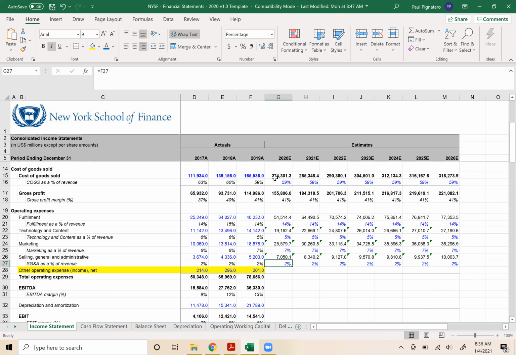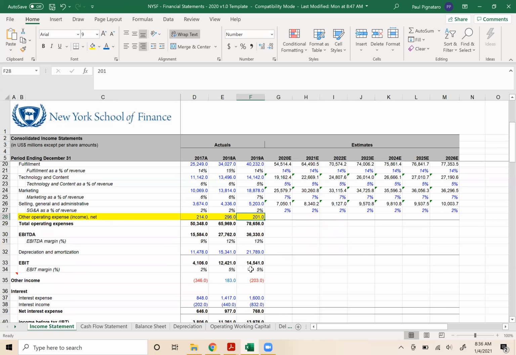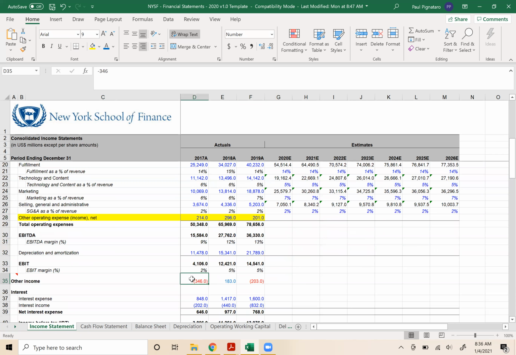When you get to other line items, like other operating expense that I've highlighted, or other income that's swinging, these line items are not as steady and consistent. How do you project these? I always get this question as an associate. This is a very difficult thing to think about.